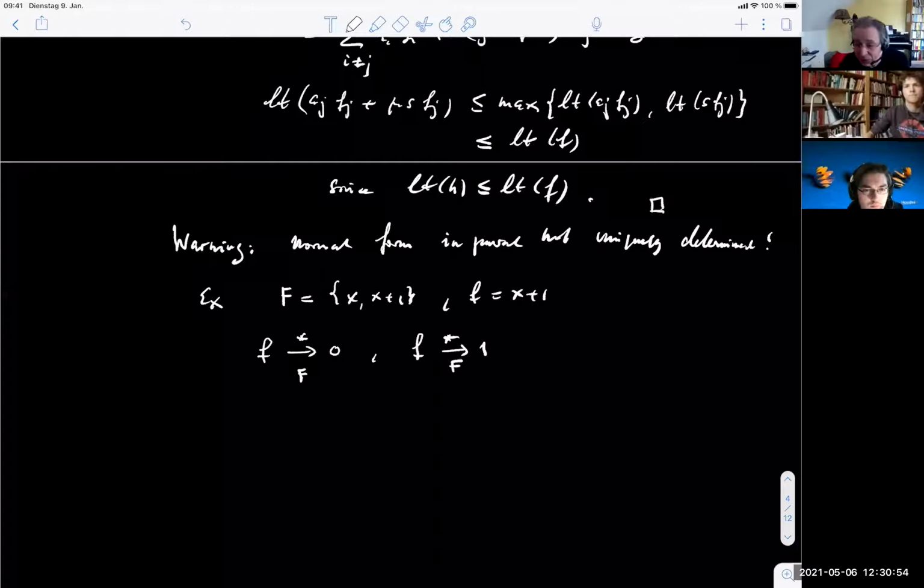So this is very annoying, and one may have the impression that this is not a very useful concept because of that. So how useful can it be, if it's not even unique? But the point is, in some situations when we have a Gröbner basis, it will be unique, and then everything is good.